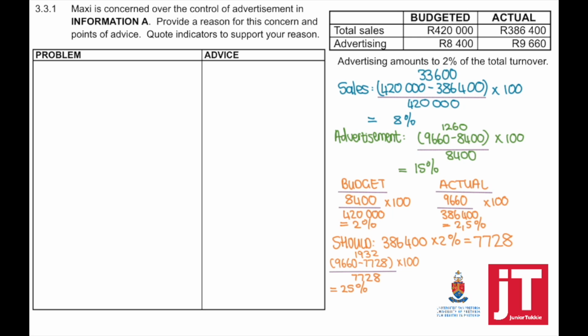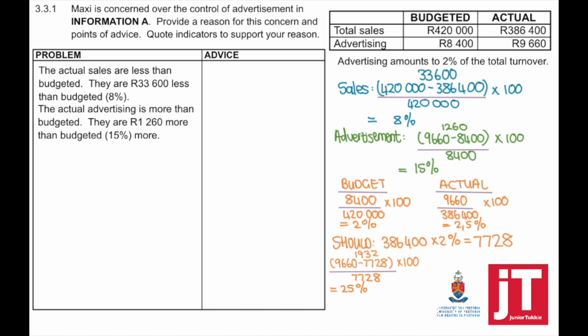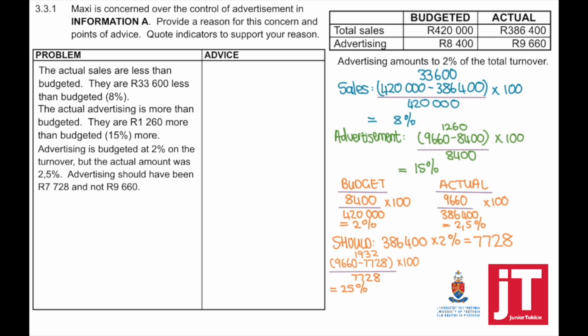So to indicate this now, the problem is the actual sales are less than budgeted. It's 33,600 less, which is equivalent to 8%. Advertising is more than what we budgeted for. It's 1,260 more, which is 15%. Advertising is budgeted 2% on the turnover, yet we actually spend 2.5% if you look at 9,660 and you divide it by the total sales.